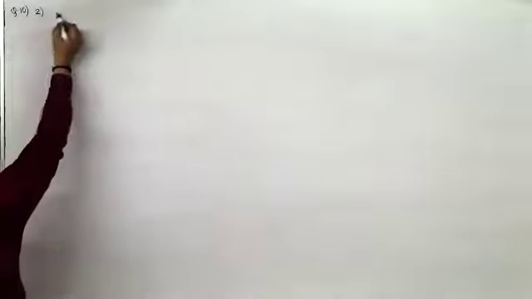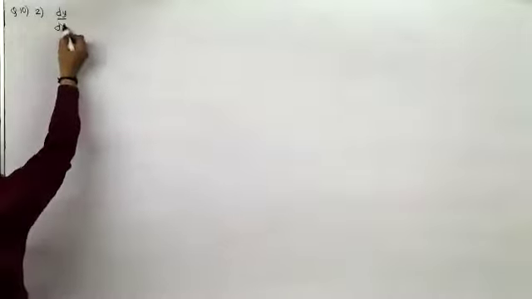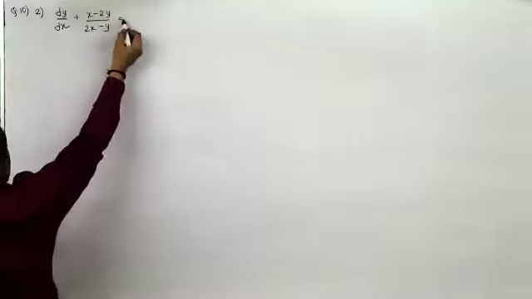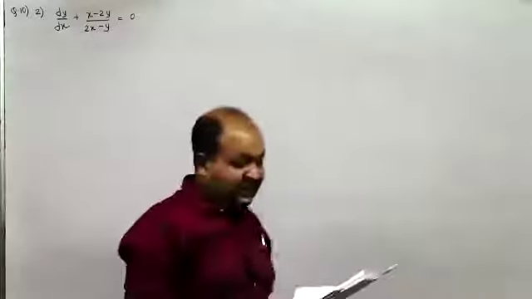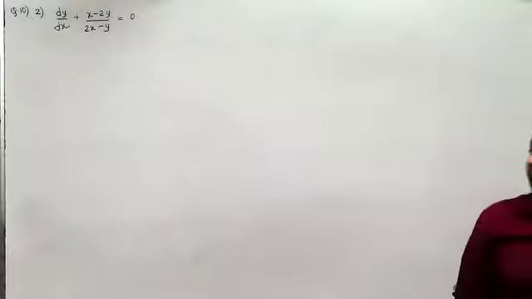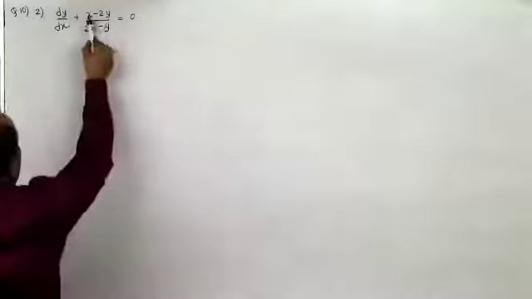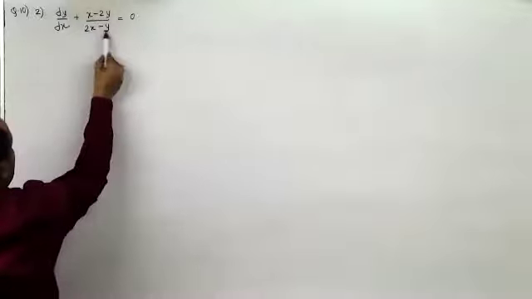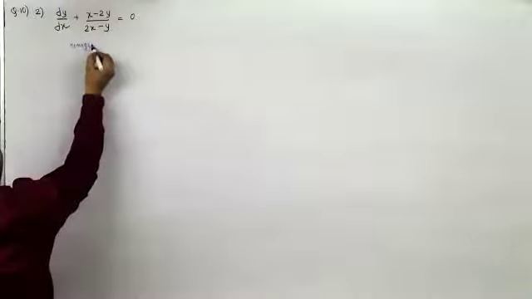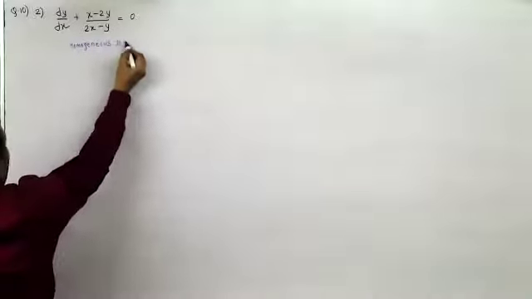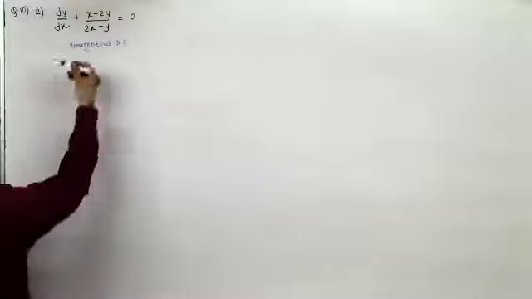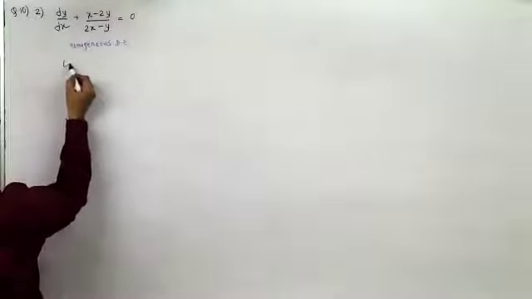Question 10, the second part: dy by dx plus (x minus 2y) upon (2x minus y) is equal to 0. They've asked you to solve the differential equation. Now if you see, this is linear, power 1 combined power 1. This is also power 1 combined power is 1. It is a homogeneous differential equation. Now if it is homogeneous, we use y equal to vx so that we can separate x and v terms. So here let y equal to vx.